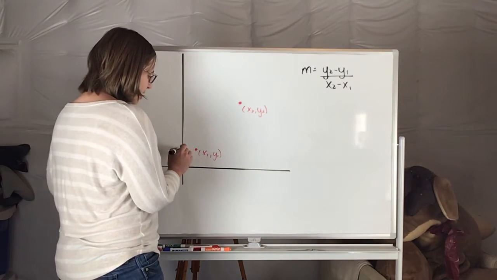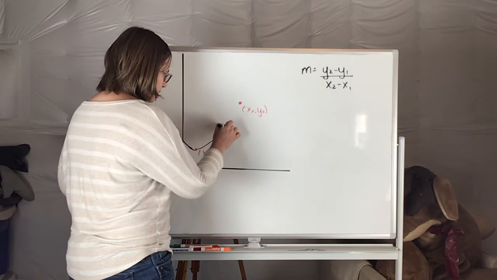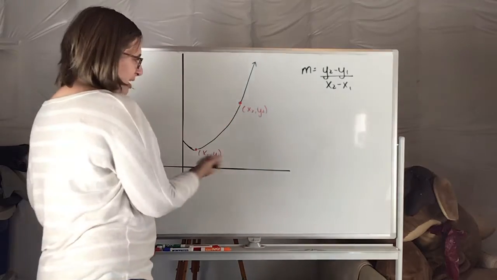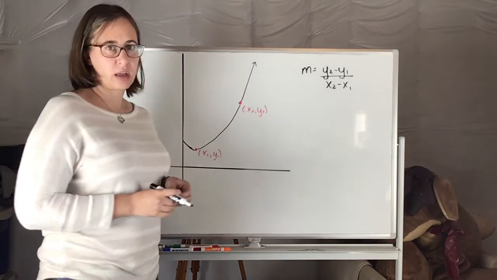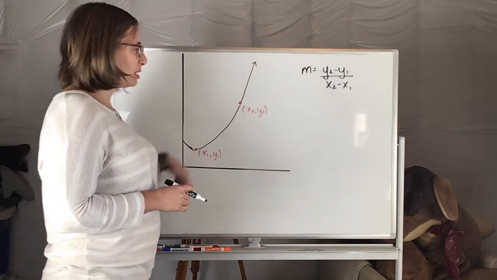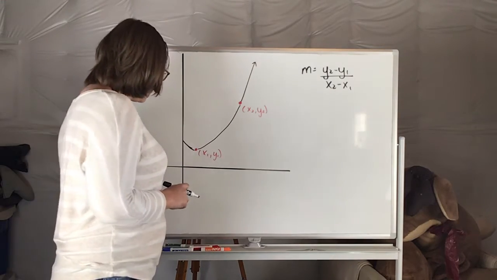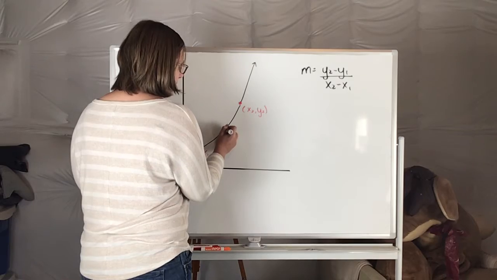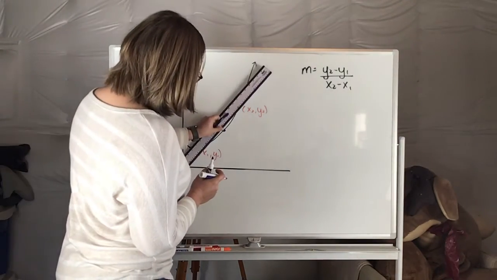So if I had a quadratic equation, this doesn't make a straight line. So I'm going to have a different slope at different points along that quadratic. But what we can do is we can use that to approximate the slope for a given point. So say that I wanted to look at this point here. That point is going to have slope, and that's going to be the tangent line.